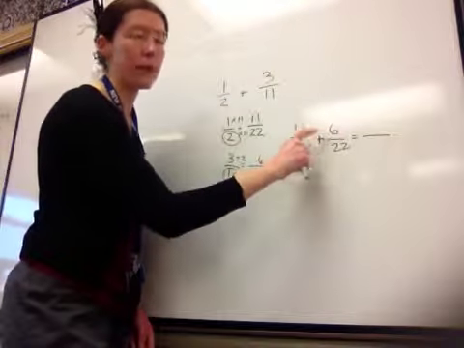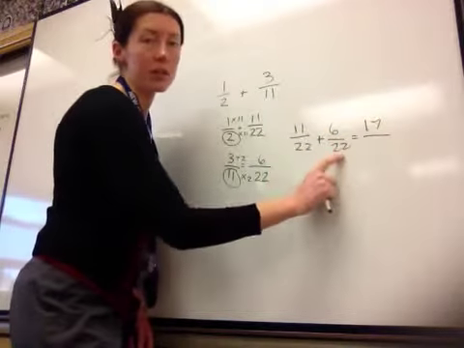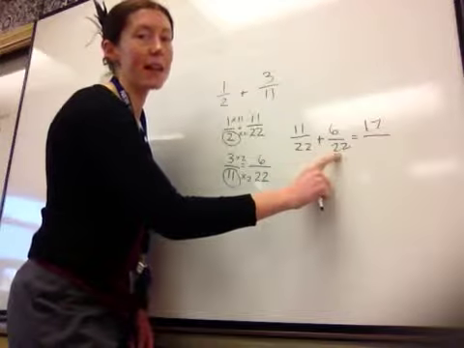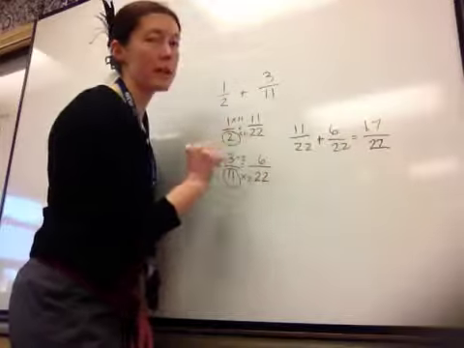I'm going to add my numerators. 11 plus 6 is 17. And the denominator stays the same because this is just telling me what size of a piece we are talking about. So we'll keep it as 22nds.